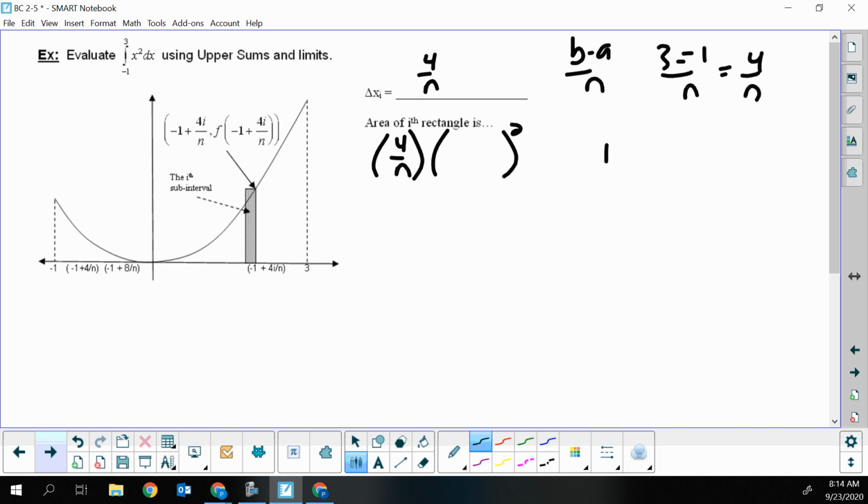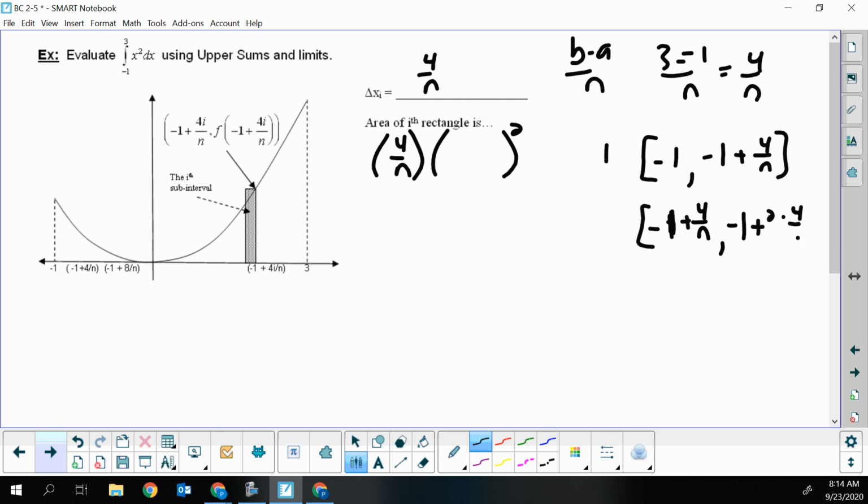So let's list out our intervals. The first interval starts at negative 1 this time, and each time we're adding on 4 over n. So we'll have negative 1 plus 4 over n. The next interval is negative 1 plus 4 over n, and we'll add on another 4 over n. So we'll have negative 1 plus 2 times 4 over n. That was our second interval. Our third interval would be negative 1 plus 2 times 4 over n. We'll add on another 4 over n. So we'll have negative 1 plus 3 times 4 over n.